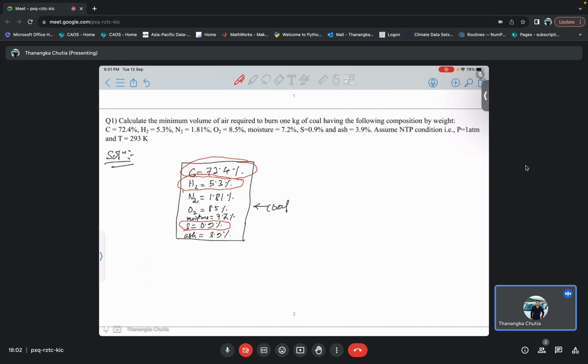Now you have to calculate the amount of air required for the combustion, because only these are the components which can undergo combustion. The rest will not undergo combustion, either they are already combusted products or they are unreactive products. The composition is given in percentage, so we don't know the actual composition, so we will assume that the mass of the coal is equal to 1 kg.